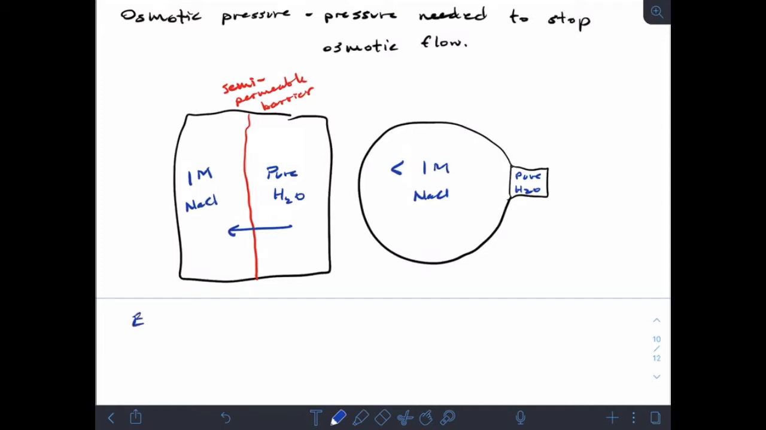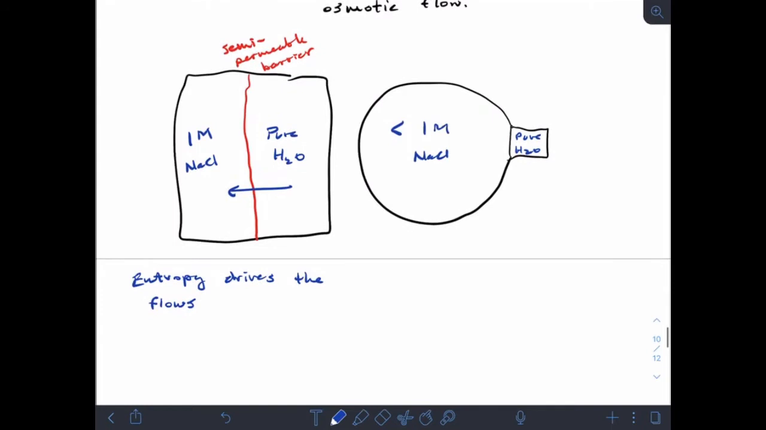Why does it do this? Entropy. Entropy drives the flow of water from one side to the other. Okay? What it does is by decreasing the concentration of sodium chloride, it results in more microstates.